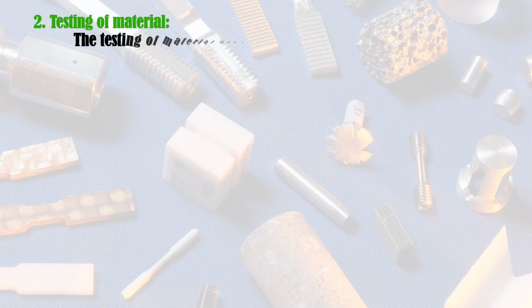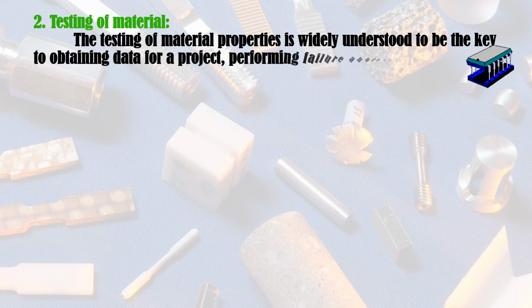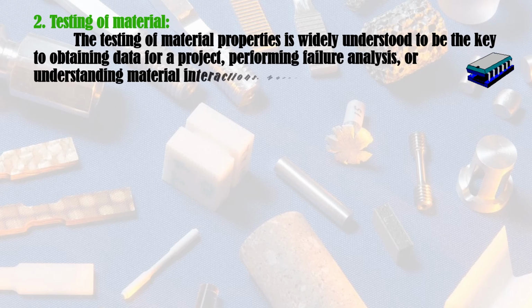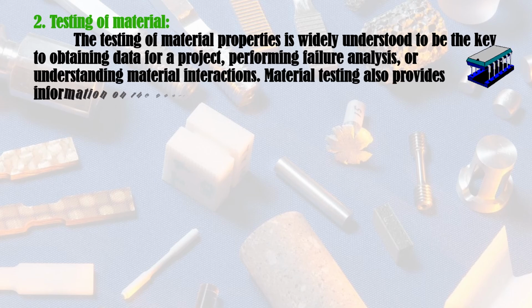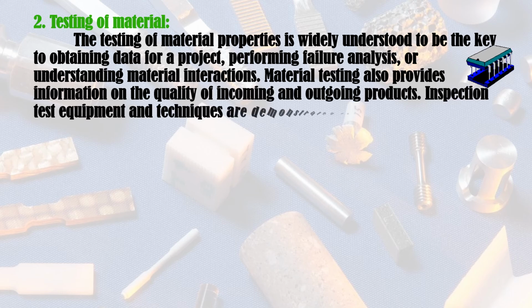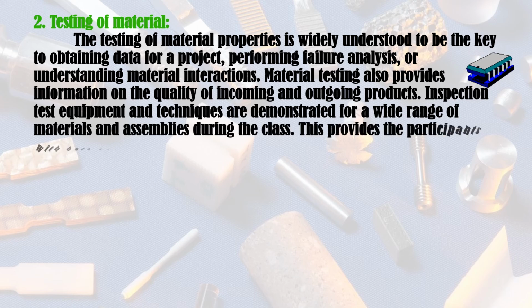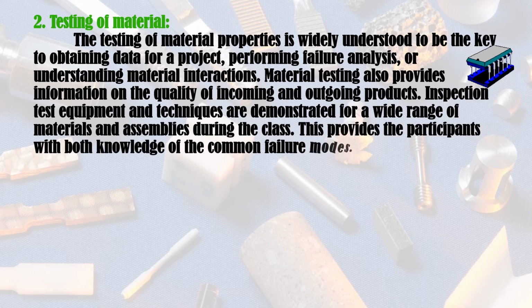Number 2. Testing of material. The testing of material properties is widely understood to be the key to obtaining data for a project, performing failure analysis, or understanding material interactions. Material testing also provides information on the quality of incoming and outgoing products. Inspection test equipment and techniques are demonstrated for a wide range of materials and assemblies during the class. This provides the participants with both knowledge of the common failure modes.